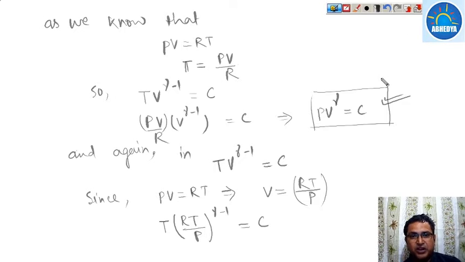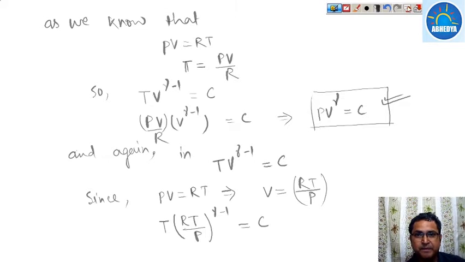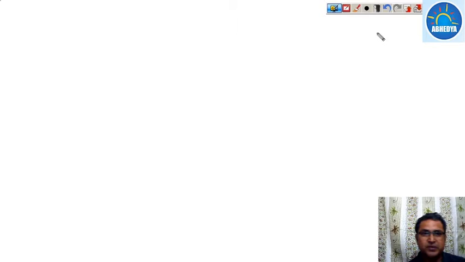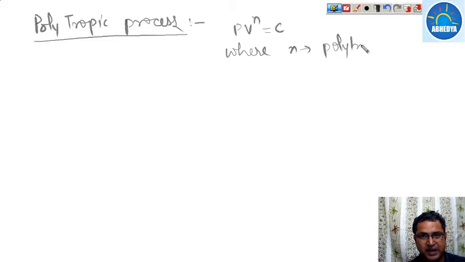Similarly, now we are discussing the polytropic process. What is there in polytropic process? Polytropic process is nothing but PV raised to the power n is equal to constant, where P is the pressure, V is the volume. Well known that n is known as polytropic index.